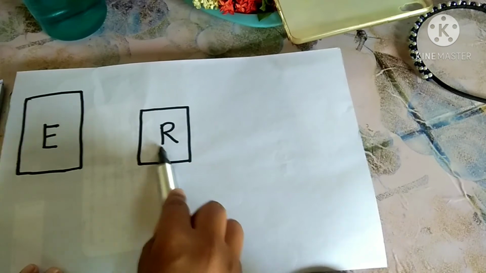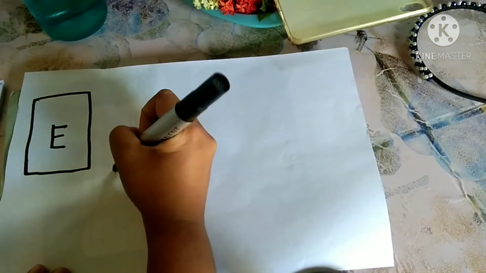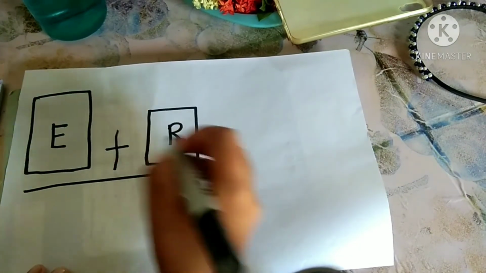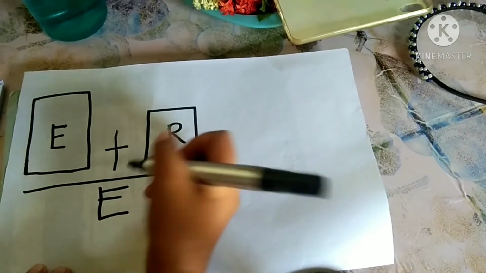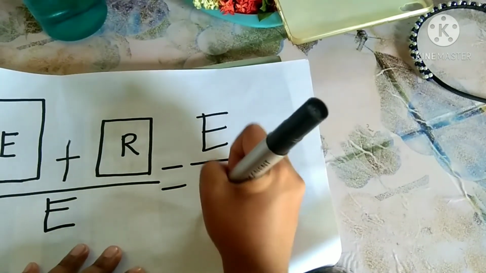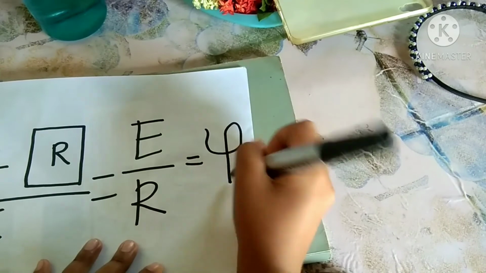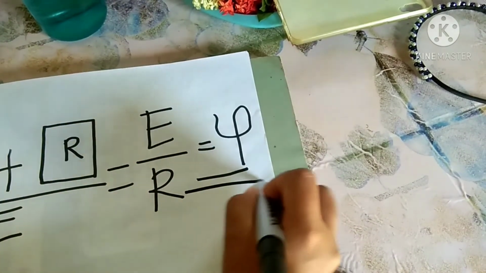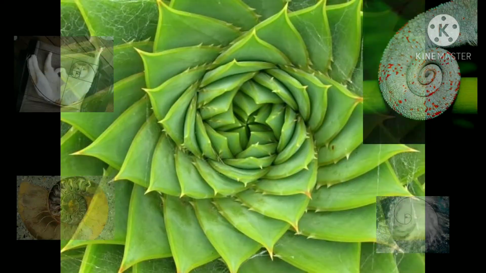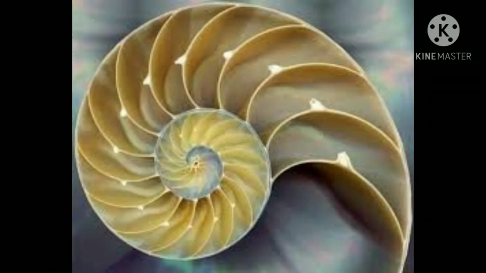Suppose you have two quantities, A and B, where A is greater than B. Now, add A and B and divide the sum by A. And if this ratio comes out to be equal to the ratio of A and B, then you'd say A and B have the golden ratio, which is represented by the Greek letter phi. You'll find examples and manifestations of the golden ratio and golden spirals in countless places in our everyday life.